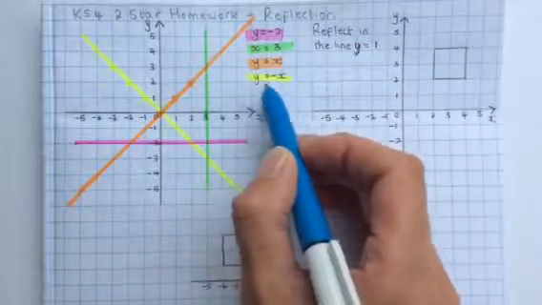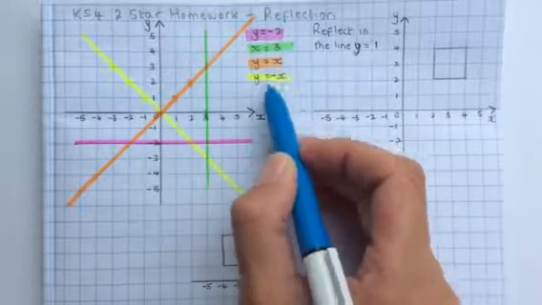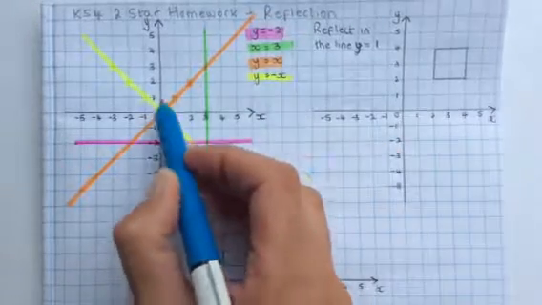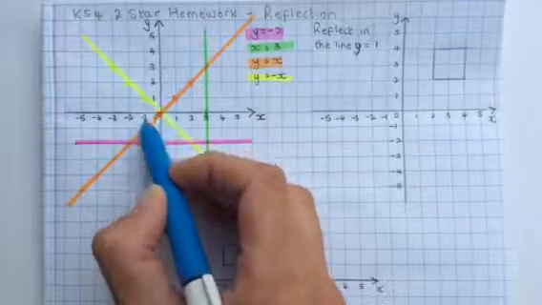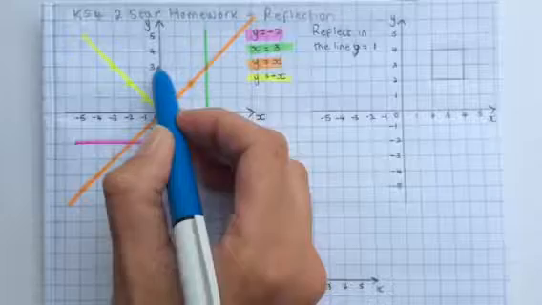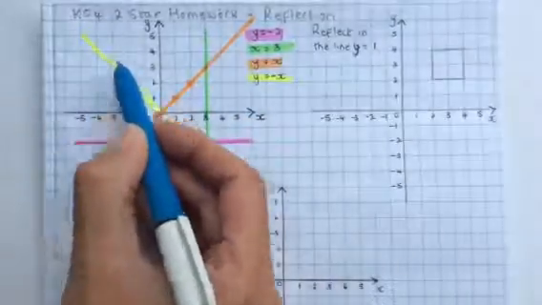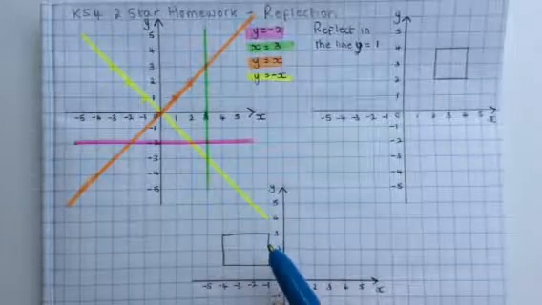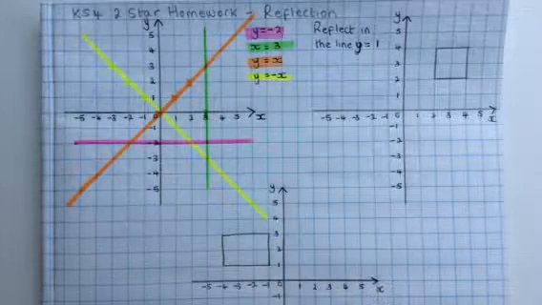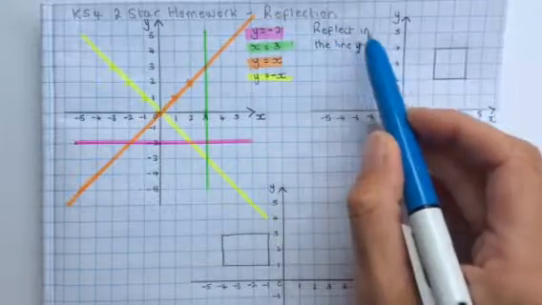Next one, we've got y is equal to -x. So this time, whatever y is, x is the minus version of that. So we can see here that when y is 1, x is -1. Y is 2, x is -2. And when y is 3, x is -3, giving us the diagonal line going the opposite way to the y is equal to x.